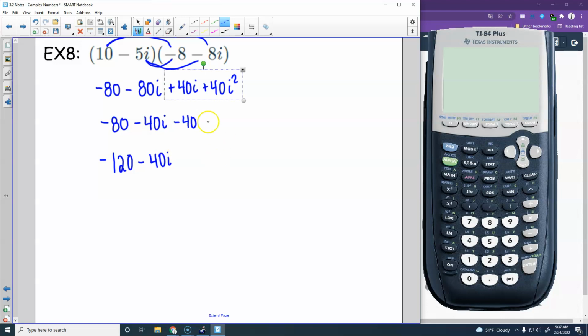I don't know if Delta Math counts off, but with complex numbers, we always put the real part first and the imaginary part second. Delta Math might count it wrong if you type it in backwards. So although mathematically it's equivalent to write negative 40I minus 120, I think they're always going to put the I second. It may or may not count off. I'm not sure.